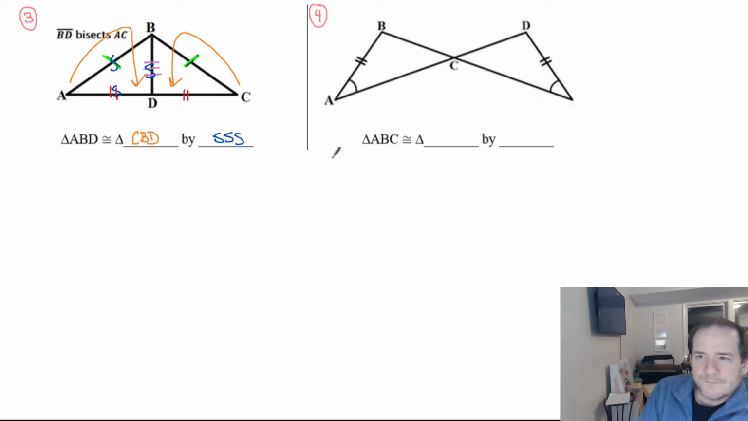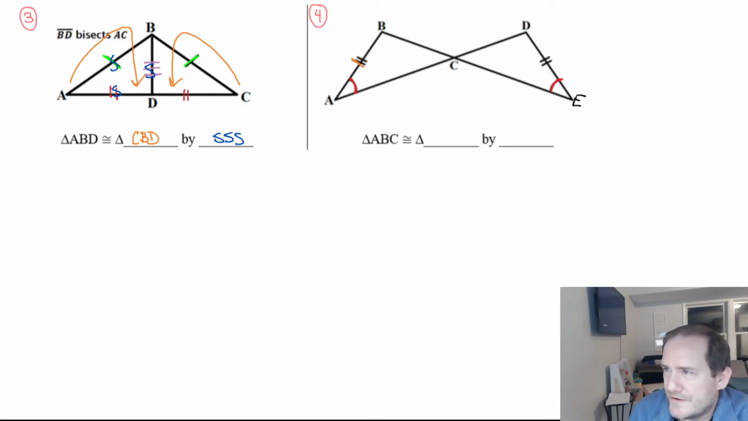All right. Moving on to number 4. There's no given information, like it doesn't say BD bisects AC, but we've got the given information here where they're telling us these 2 angles are congruent. Oh yeah, and this is missing a point. I'm sure this is trying to be point E, so just fix that.